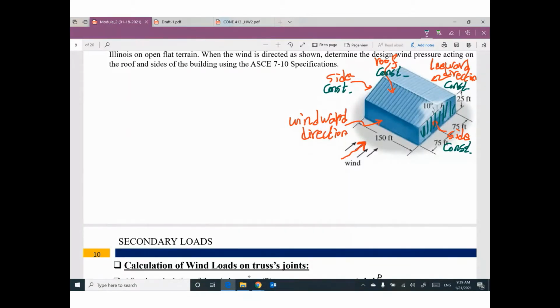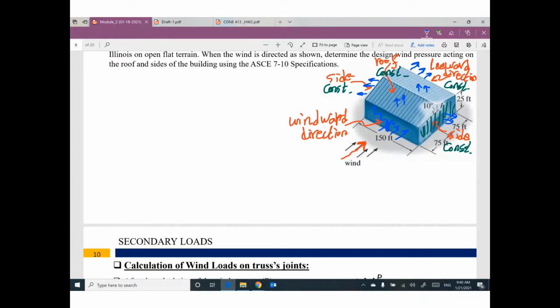For the windward direction, probably your wind load will be variable, smaller at the bottom and becoming bigger and bigger at the top. Okay, this one will be under compression. This leeward direction will be under suction. The roof will be under suction. This side under suction and this side under suction.